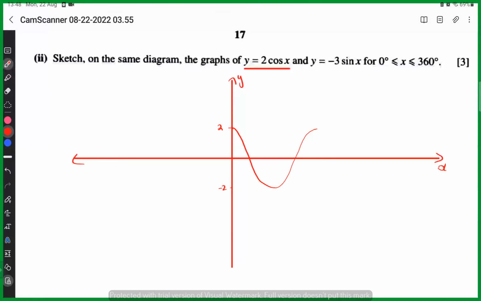Miss, if the 2 is 2 centimeters above the x-axis, then the -2 should also be 2 centimeters below the x-axis. You're saying it should be more equal? Yes, miss. If it is 2 centimeters above, then it has to be 2 centimeters below. It has to be like that.